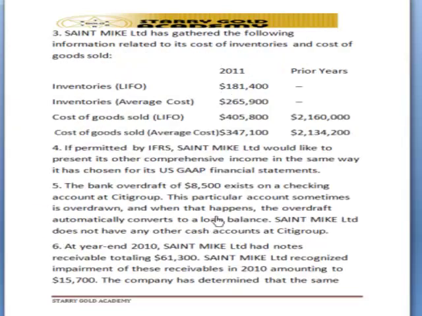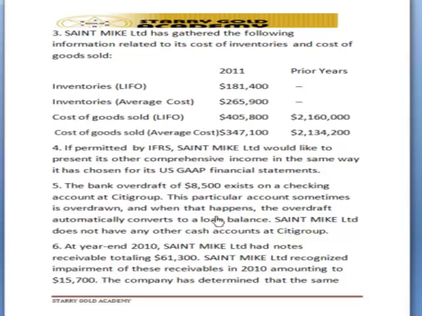Let's see 5. The bank overdraft of 8,500 exists on a checking account at Citigroup. So this particular account sometimes is overdrawn, and when that happens, the overdraft automatically converts to a loan balance. So St. Mike Limited does not have any other cash account at Citigroup. Okay, so that will be taken care of.